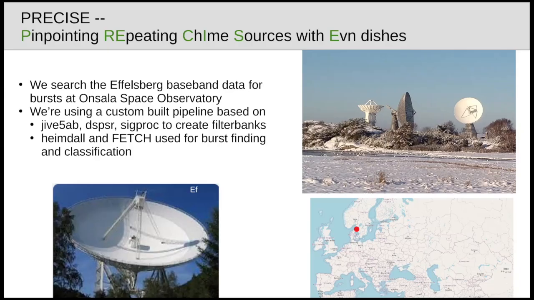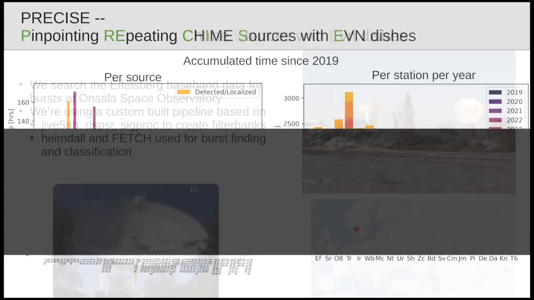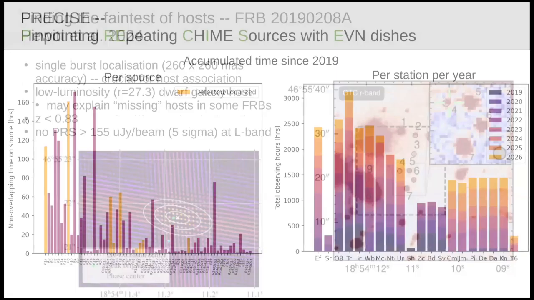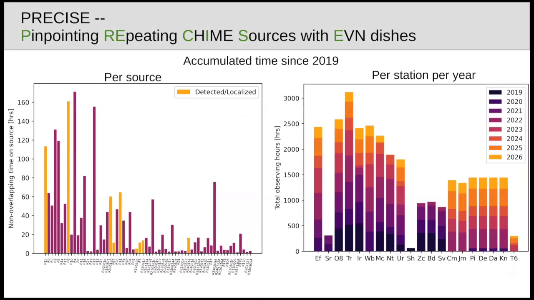What we've done since 2019 is summarized in here. Overall, we've targeted some 64 different repeaters by this point. Some of them we obviously observe more often than others. One of our favorite ones is probably R4, the fourth repeater. Anyway, we spent a lot of time on this source, but it doesn't seem to like us in L-band. But we have localized roughly 9 of the repeaters at this point.